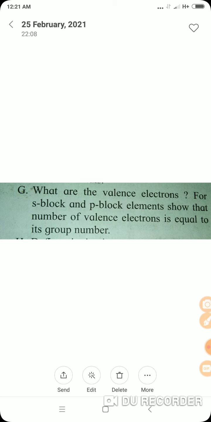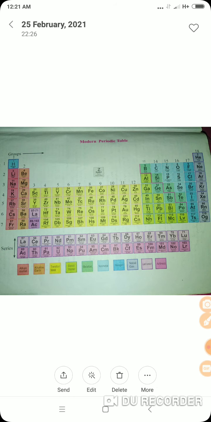So s block and p block elements show that the number of valence electrons is equal to the group number, and the valence shell electrons also decide the group number. Like the sodium atom contains one valence shell electron, so it is present in the first group, and the first group is included in the s block. And the inert gas neon has group number 18, so the 18th group is present in the p block. So students, today we considered some examples from the exercise which we have covered in our video lectures.